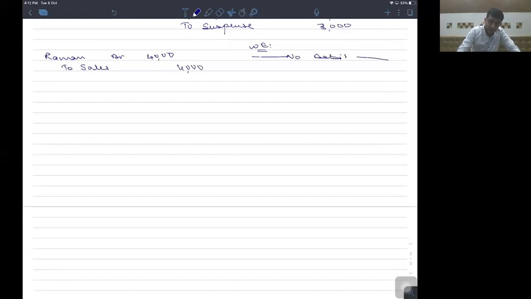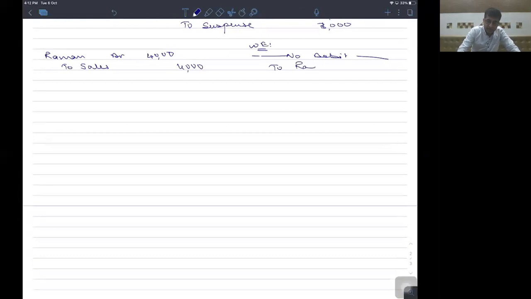Correct entry should have been what? Raman debit rupees 4,000 to sales 4,000. Wrong entry. Very good, Shrutika. Wrong entry. No debit to Raghavan 1,000 to sales 4,000, क्योंकि गलती रिकॉर्डिंग में नहीं, सिर्फ पोस्टिंग में हुई है.